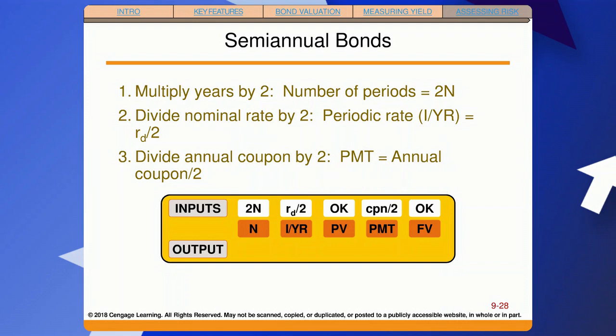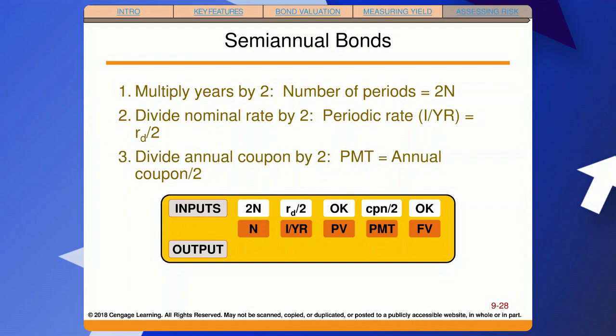Pero ito ay, what if naman semi-annual na, okay? So, you can do that based on the semi-annual. What if semi-annual naman yung ating payment? So, take note, ha? Pag semi-annual, you will multiply by 2 years yung ating N, no? Kung 12 years ka, times 2, magiging 24. Then, divide nominal rate by 2, no? And you have periodic interest. Then, divide 2 by coupon.